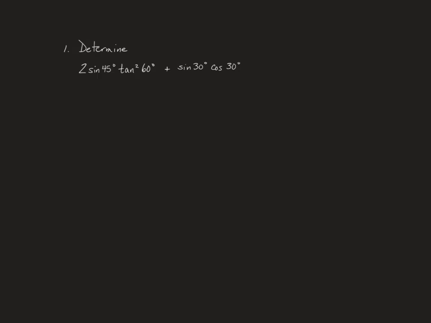So, the first thing I recognize is I have to come up with the value of sine 45. That means I need a 45-degree special triangle. And I remember 45 degrees is the exact diagonal of a square, which means this side and this side are both equal, and therefore my hypotenuse is root 2. And so I can plug in the value of sine 45. I know that it is exactly opposite over hypotenuse.